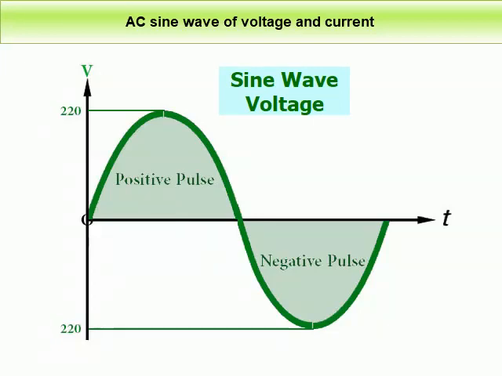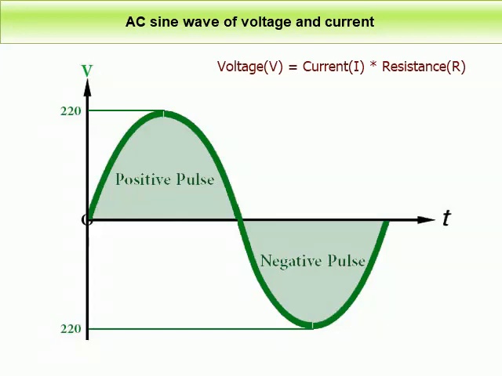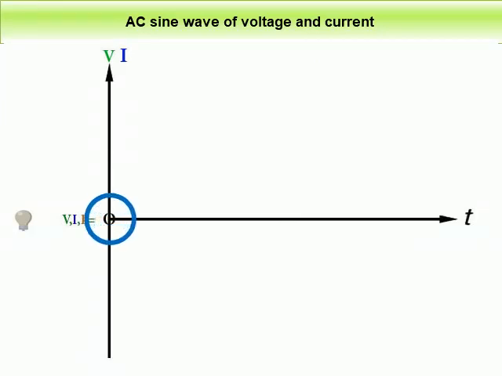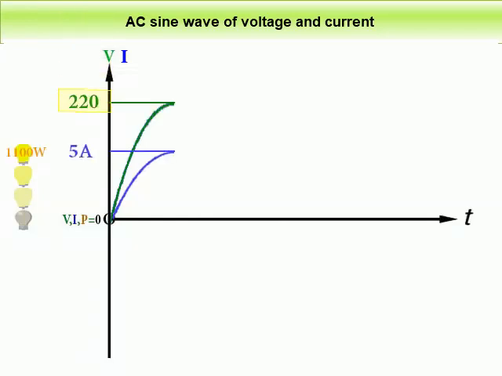Of course, the higher the voltage, the higher the current and the higher the power. This is according to Ohm's law, voltage equals current multiplied by resistance, and the power law, power equals current multiplied by voltage. At the 0 point, in the beginning of the wave, the voltage is 0, therefore the current and the power are also 0. At this point, the device is in the off state as if it is disconnected from the electrical supply. As the voltage increases, the current flowing in the device also increases, and so does the power. And when the voltage reaches the maximum value of 220 volt at the peak of the pulse, the current is maximum and equals 5 amperes. The device now operates at the maximum power of 1100 watts.